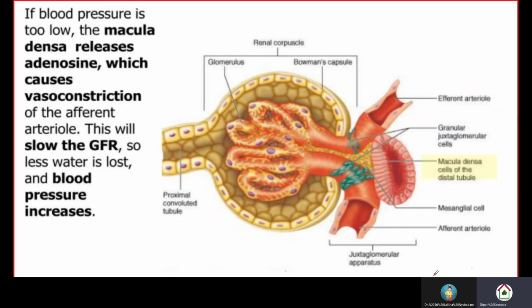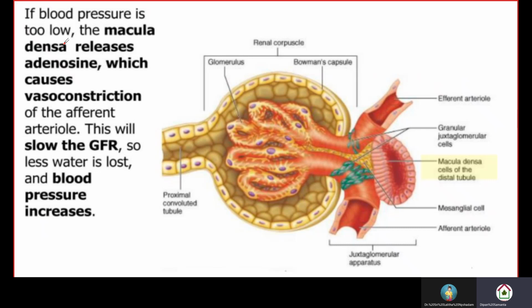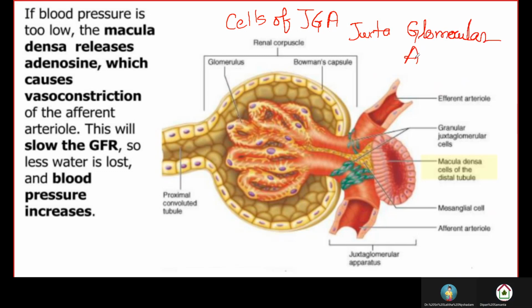So another thing we will revise is macula densa. What is macula densa? Macula densa are cells of the JGA, the juxtaglomerular apparatus. This is one type of cell of the JGA.